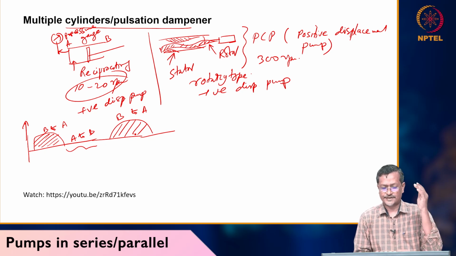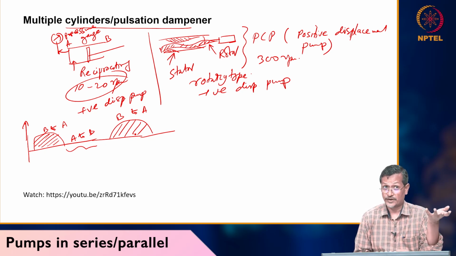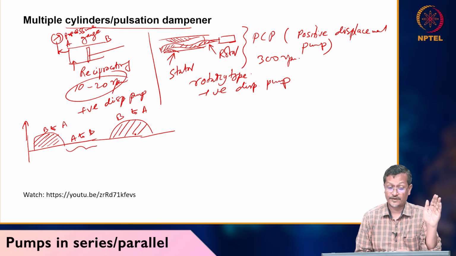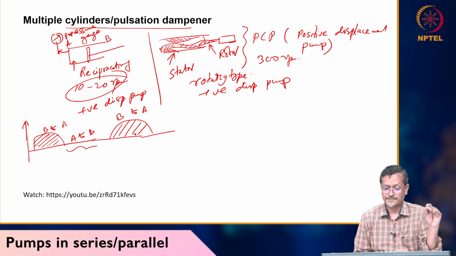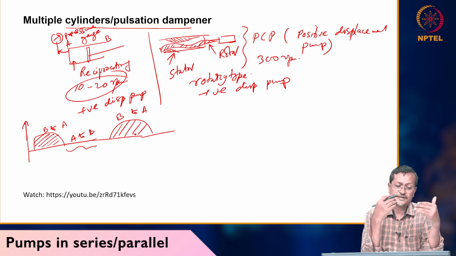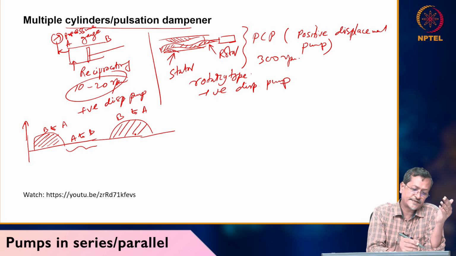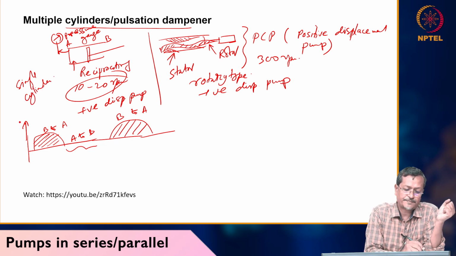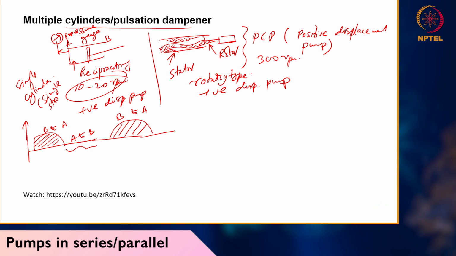Now let us say in a certain situation you are getting pulse, but you don't want that pulse, you want smooth flow, but you want all the benefit of a positive displacement pump. Then what you do, you put in a pulsation dampener. In this case, if you are creating multiple cylinders, this is a single cylinder pump, and this is single stroke also, or simplex.